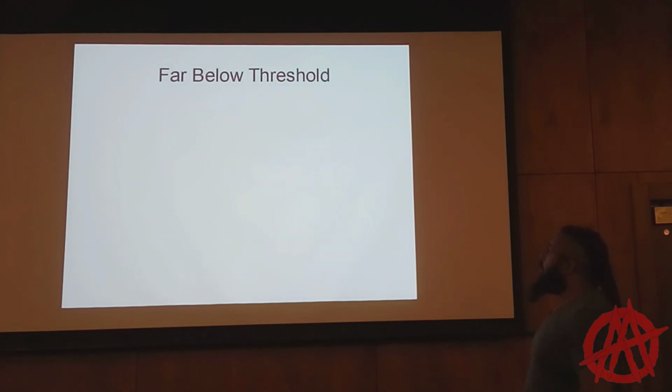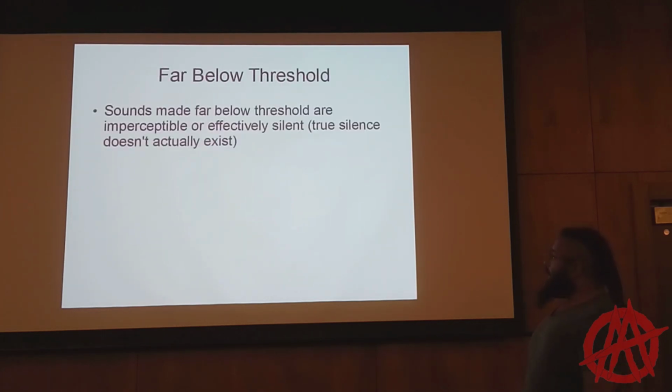So let's talk about far below threshold. Sounds made far below threshold are imperceptible or effectively silent, but true silence doesn't actually exist, right? Everything makes some degree of noise. I know they say owls fly silently, but they do make some amount of noise. Like if you've heard of those silent rooms, where I think the record is 72 hours, where people go crazy because you can hear your blood flow through your body and you can hear your heartbeat, and all these things you can't hear under normal conditions, they're there. So again, nothing is truly silent, but sometimes it can be so quiet that you can't perceive it.